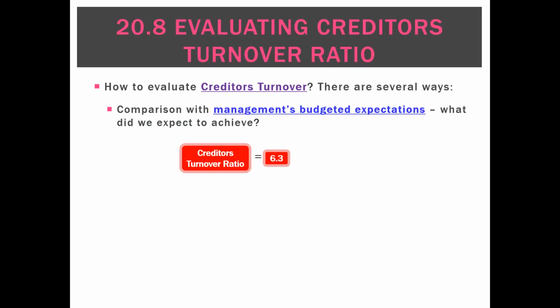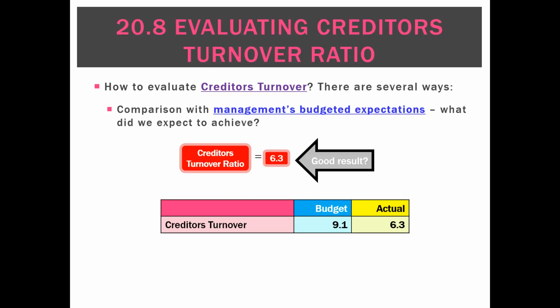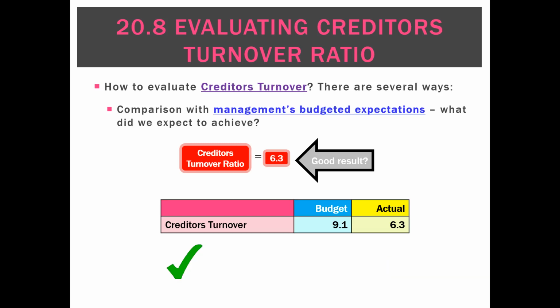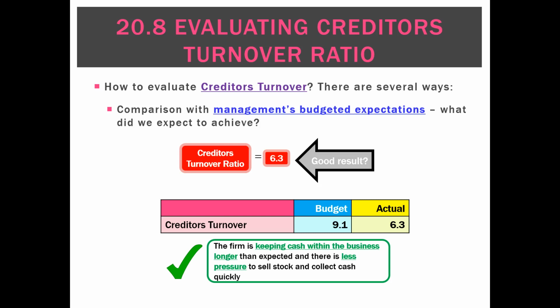If we try to interpret the ratio as a number and compare it to our budgeted figure, is 6.3 a good result? Well, it depends. If the budget was to achieve 9.1, we've had a disappointing result there. We haven't been able to turn over stock as frequently as we'd planned, and that means we're not going to turn over creditors and pay them back as frequently as possible, and that means we'll miss out on discounts. We also might upset our creditors. The good news could be we're going to keep more cash within the business and have less pressure to sell stock quicker if we're paying back our creditors for that stock slower.